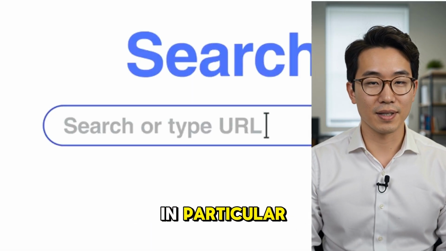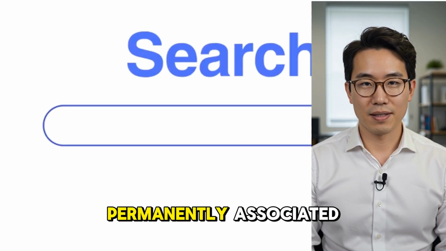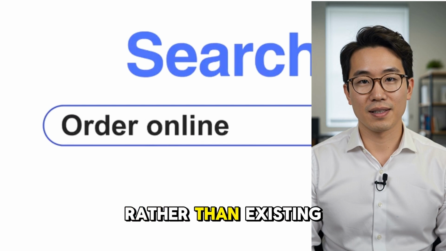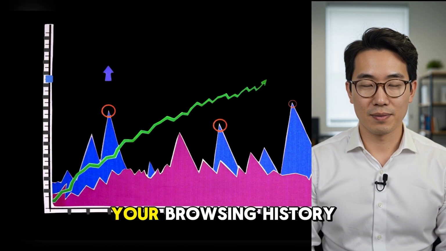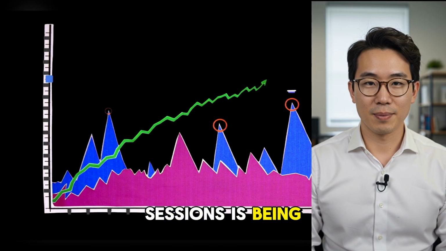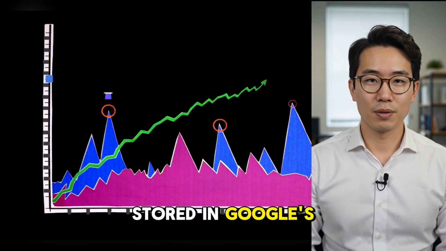Search history sync in particular means every query is permanently associated with your account, rather than existing only on your device. If you're signed into Chrome with your Google account, your browsing history across sessions is being associated with your identity and stored in Google's servers.